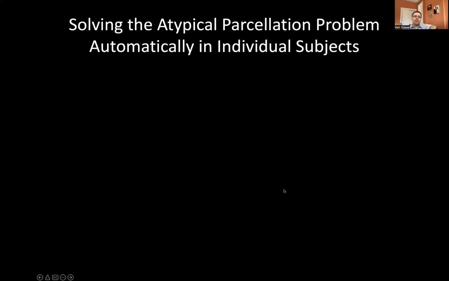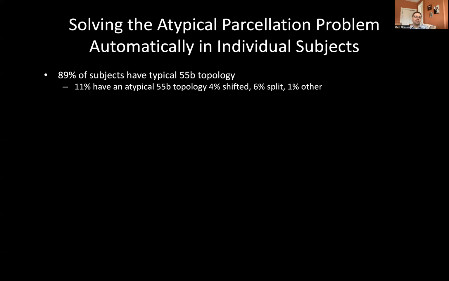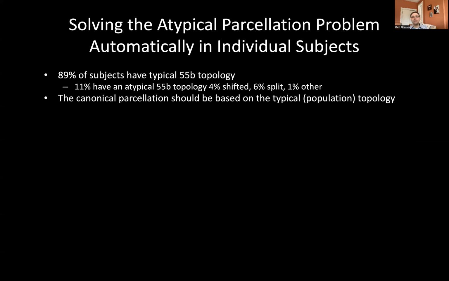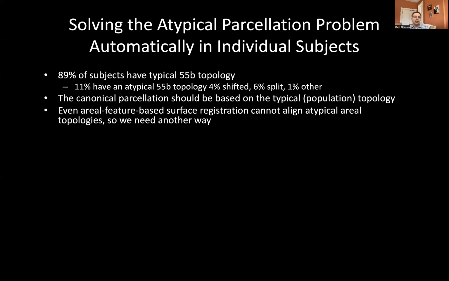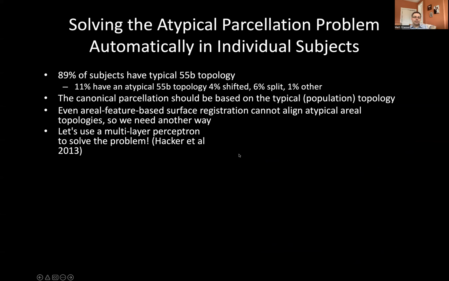So we do have atypical parcellations, and it turns out that 11% of subjects have an atypical parcellation, whereas 89% have the typical topology. 4% of those are shifted and 6% are split. So we want our canonical parcellation based on the typical or population topology, but we still want to represent these atypical topologies. And even areal feature-based surface registration is not going to be able to do that. So we need another way.